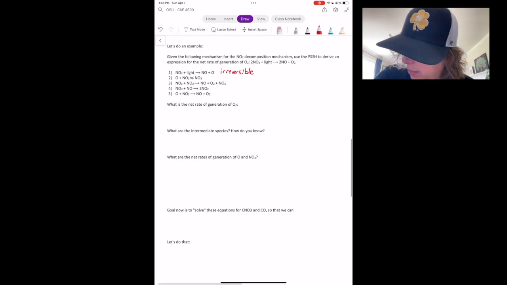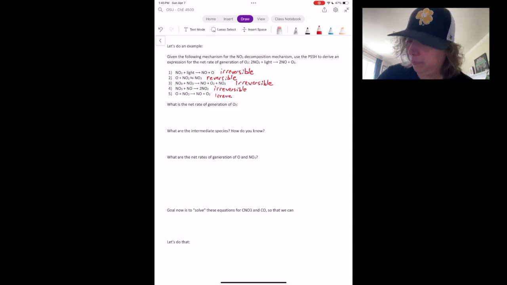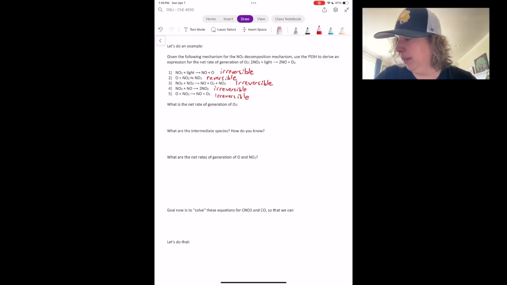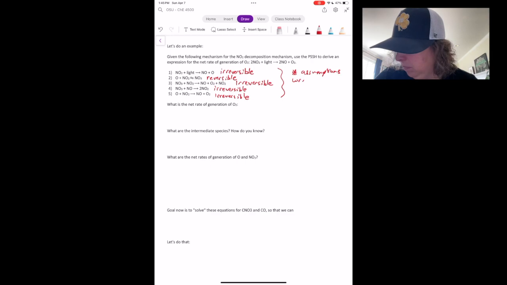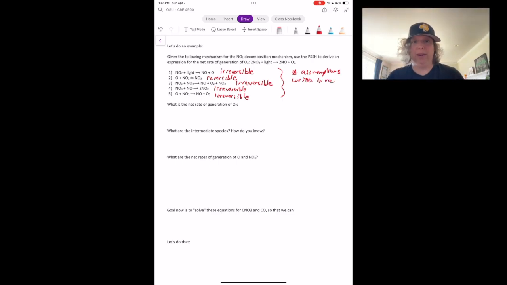I'm going to assume then that the second reaction is reversible and that the remaining are irreversible. So I'm going to say, my assumptions are written in red. Okay, so now I've made my assumptions about my different reactions.